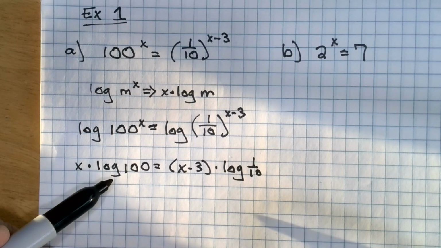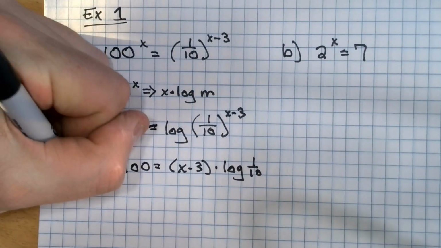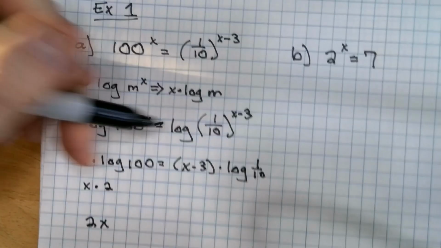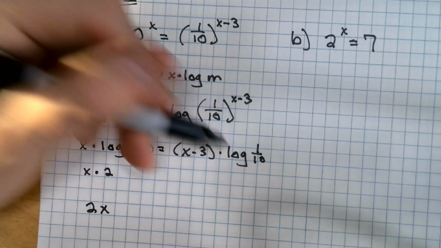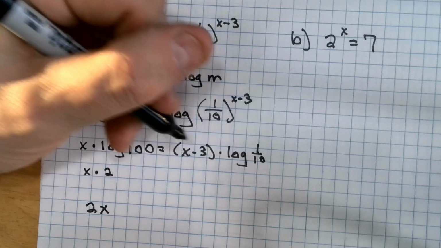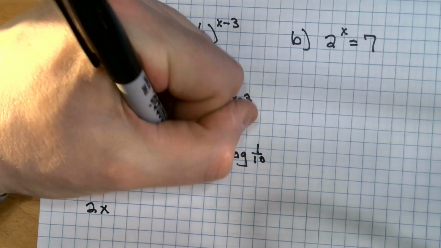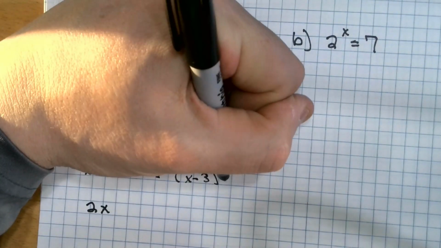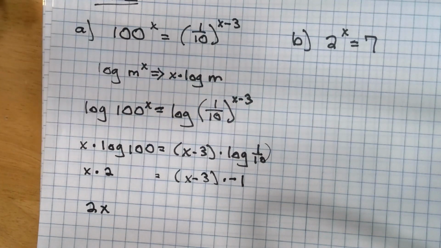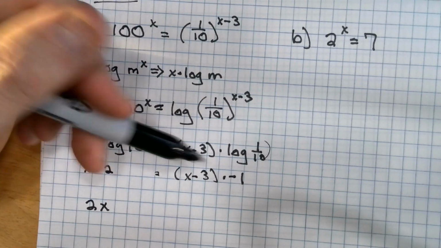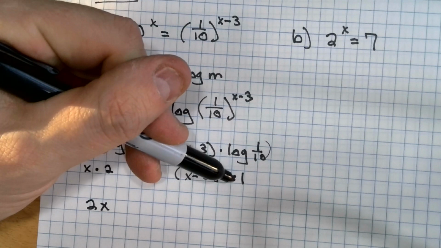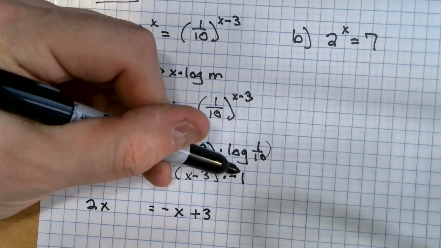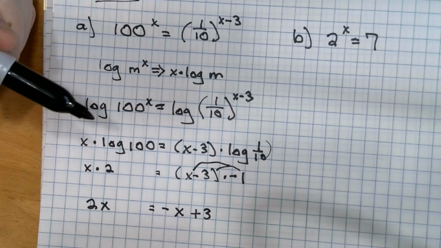So the logarithm of 100 is just 2. So this over here becomes x times 2, or 2x. This one over here, the logarithm of 1/10 is -1, as you get when you type it into your calculator. So what happens over here is you get x minus 3 times -1, which is -x plus 3 when I distribute this -1 to both terms.